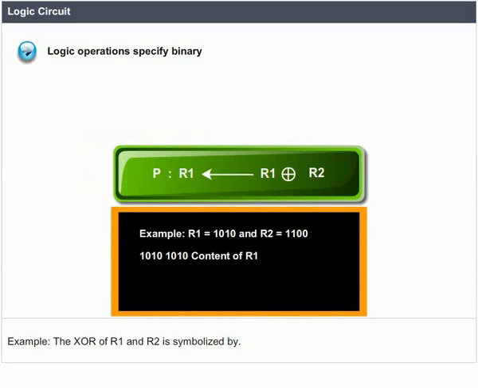1010, content of R1. 1100, content of R2. 0110, content of R1 after P equals 1.